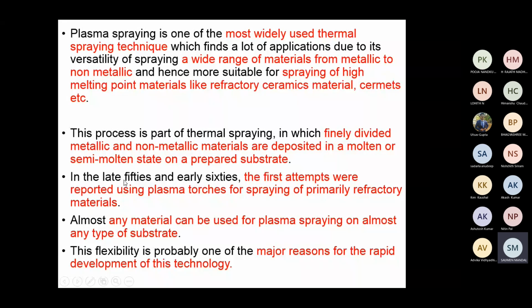In the late 50s or early 60s, the first attempts were reported using a plasma torch for spraying primarily refractory material. So initially it was developed for refractory coating using a plasma torch. Almost any material can be used for plasma spraying on almost any type of substrate. So this is a unique advantage that you might not have in other techniques. This flexibility is probably one of the major reasons for the rapid development of this technology.